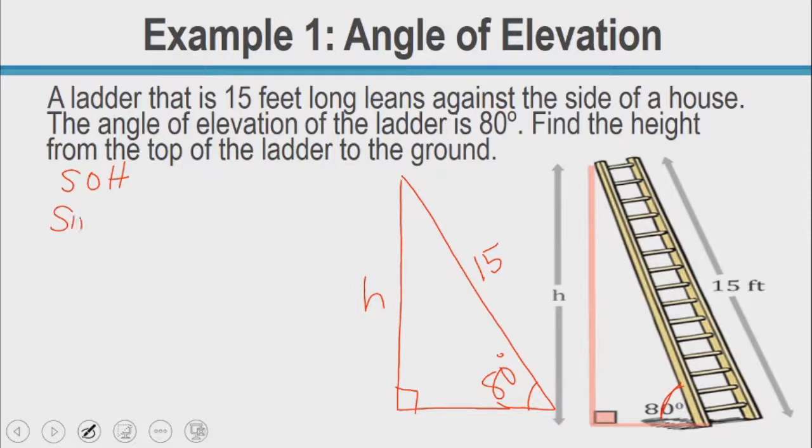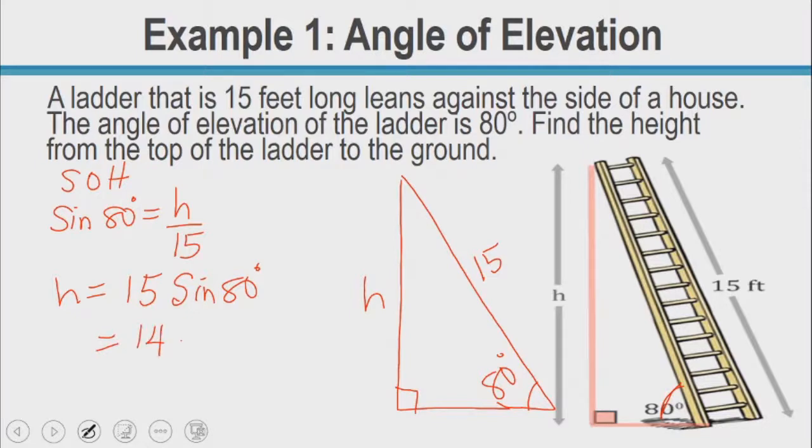So that means the sine of 80 degrees will be equal to the opposite, which is h in this case, divided by the hypotenuse, which is 15. It is easy to cross multiply. This will give our h to be 15 multiplied by sine 80 degrees. And if you use your calculator, that comes down to 14.8 feet. So the height from the top of the ladder to the ground is 14.8 feet.